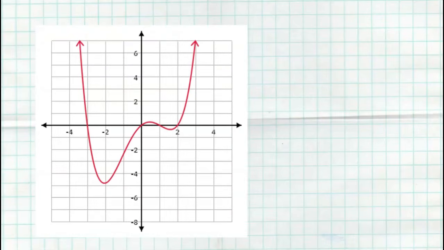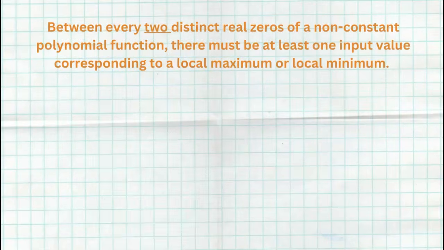Here's another one. This is actually a similar one, just kind of zoomed in so you can understand and really see that there is that switch right here from increase to decrease and right here from decrease to increase. Those are, again, called extremas, but in this case, those are relative extremas. All right, so the next big concept in this topic is between every 2 distinct real zeros of a non-constant polynomial function, there must be at least one input value corresponding to a local max or local minimum.